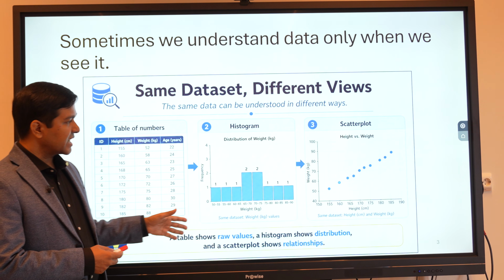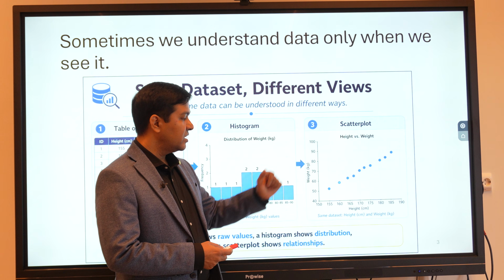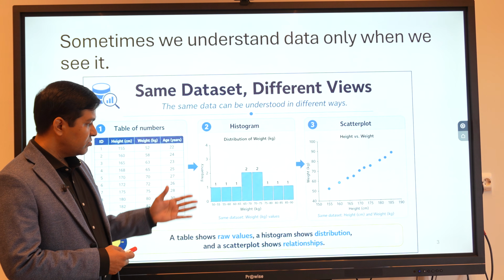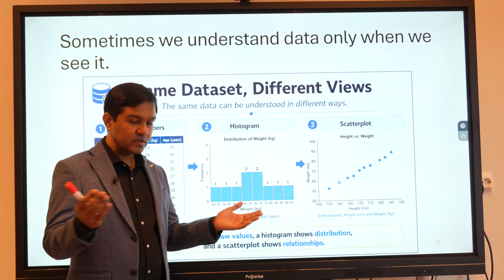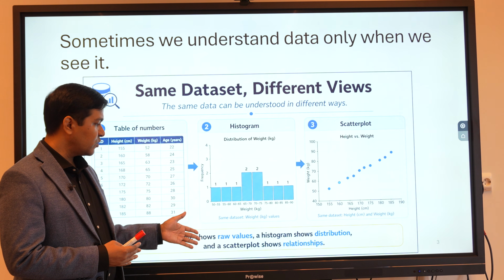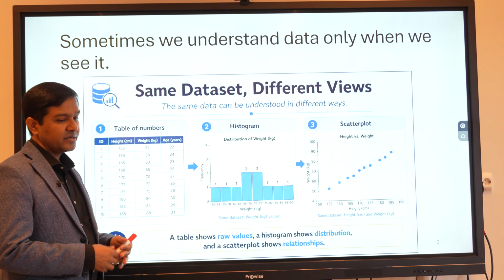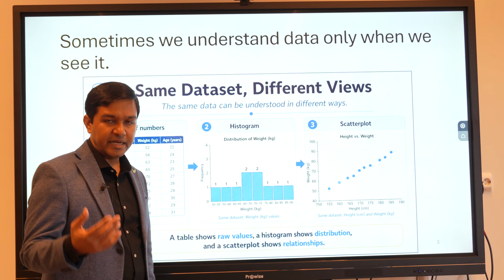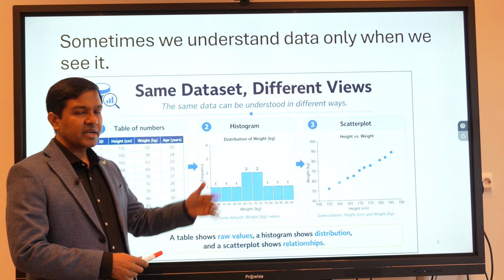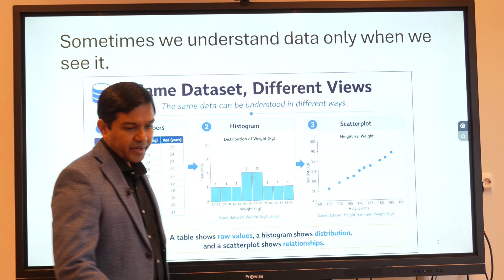Now if we do the scatter plot, then we can also see the relationship between height and weight. So the histogram shows the distribution, how frequently something is appearing, while the scatter plot shows the relationship between the two variables. With the same data set, using different visual techniques, we can get a different view of the data.